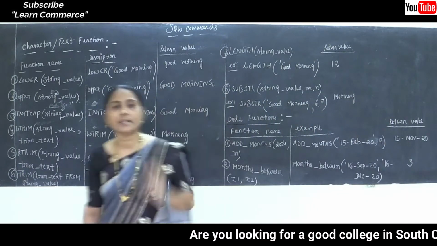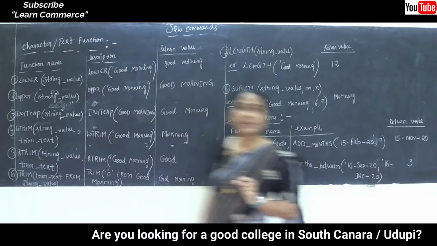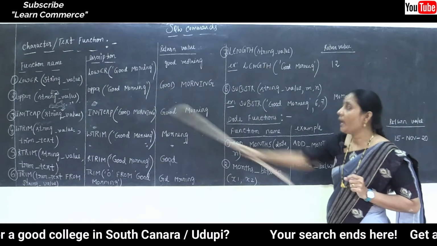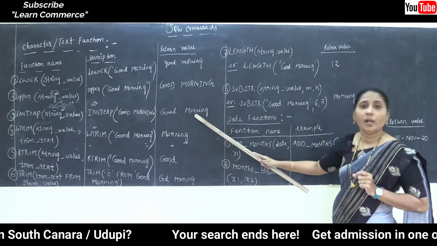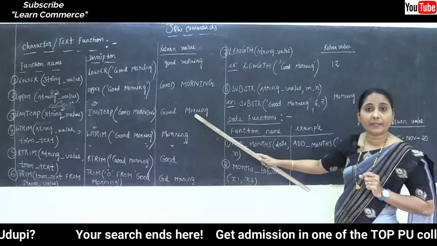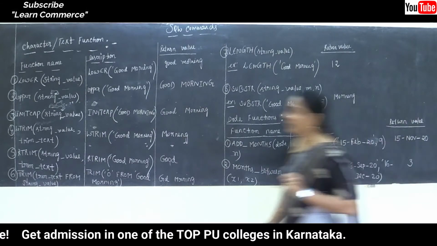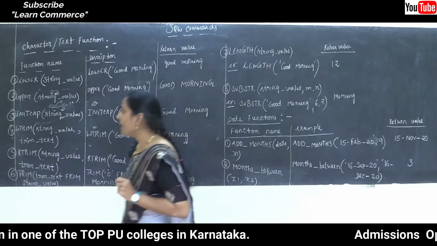All the letters in string_value are converted to mixed case. The first letter of G and the first letter of M are going to be displayed in capital letters, and every other letter is in small case. Okay, later the fourth function name is LTRIM.